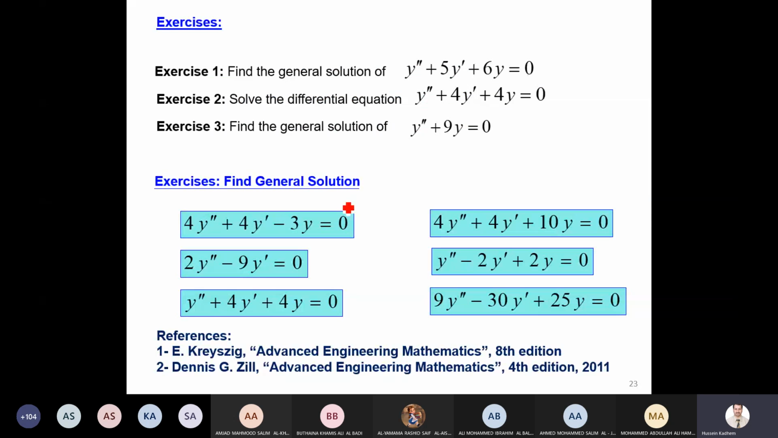Now, based on this discussion, we will solve these problems. I want you to start solving the first one here. This one. Solve the first one, and then we will discuss together. Take a couple of minutes and start working. And when you find the roots, please let me know. Who found the roots? Yeah, you can start working.